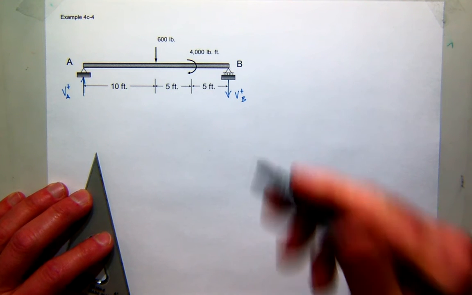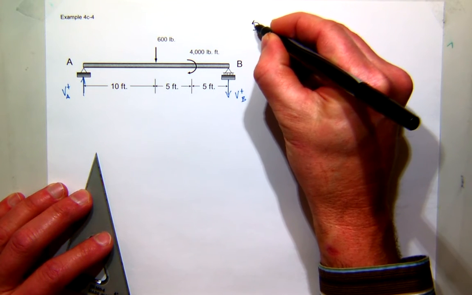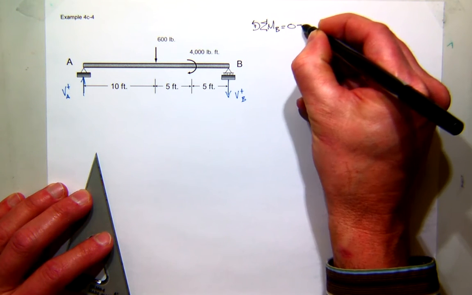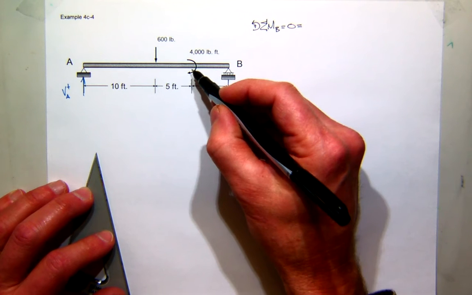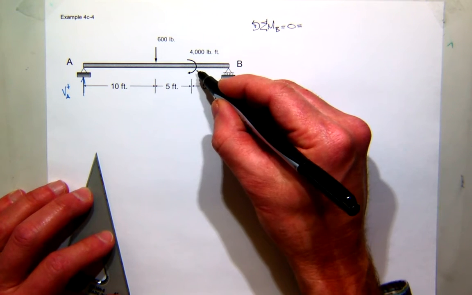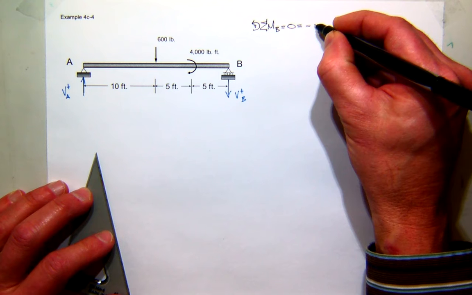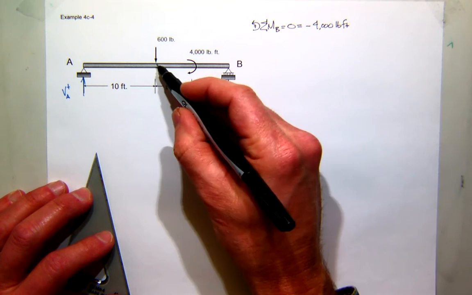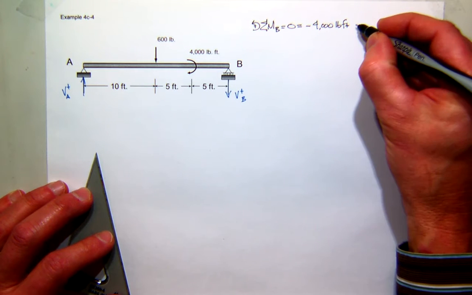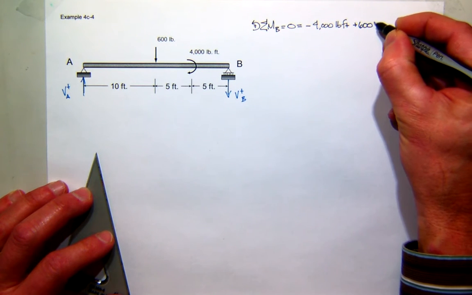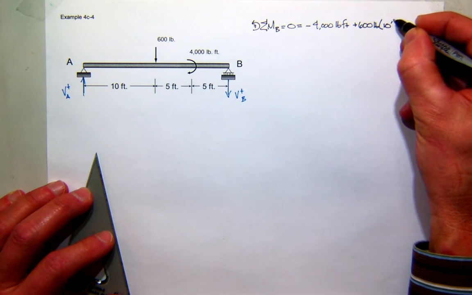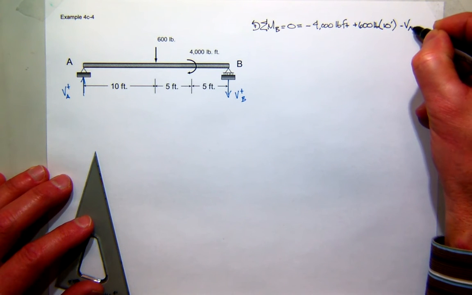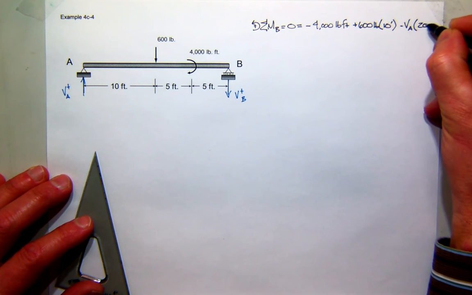So to do it, I'm going to sum moments about B. You could sum moments about A, doesn't matter. So summing moments about B, what do I have? I have this moment. Remember, I'm using right-hand rule, so this moment is then negative. That's 4,000 pound-feet. The 600-pound force about B creates positive moment, and it has a moment arm of 10 feet. Then the positive shear at A creates negative moment with a moment arm of 20 feet.